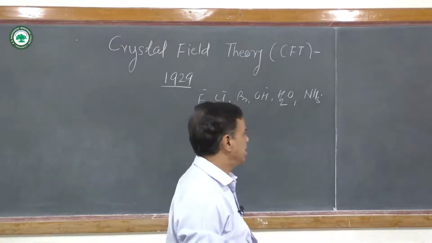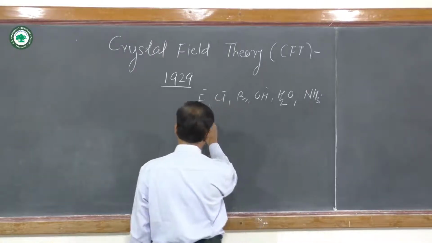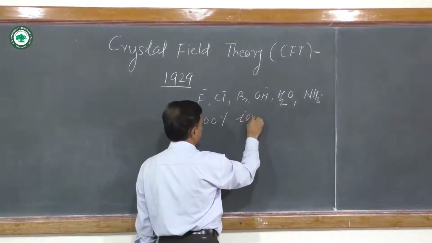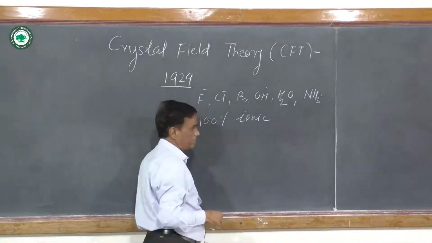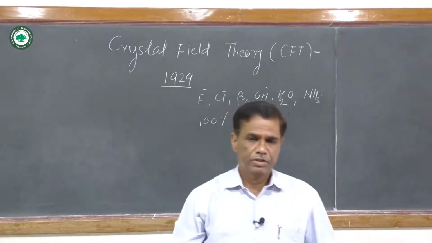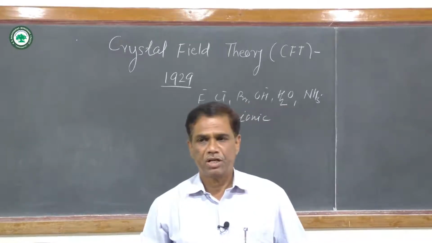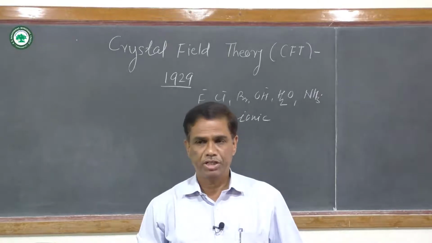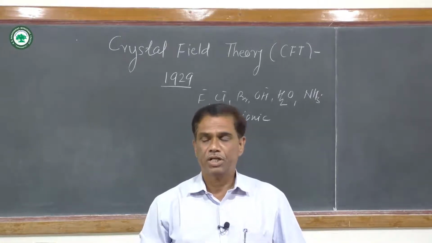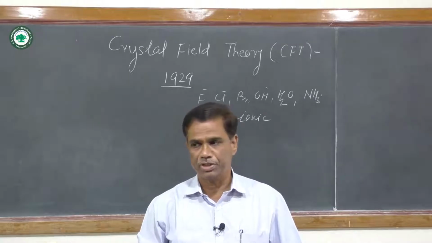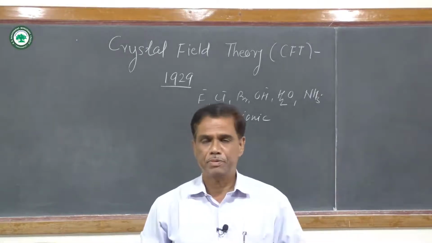That bond is 100% ionic bond. That means according to this CFT, the bond formed between metal and ligand is a 100% ionic bond, and that bond is not a covalent bond or coordinate bond, but purely 100% ionic bond formation occurs according to this CFT, means H.